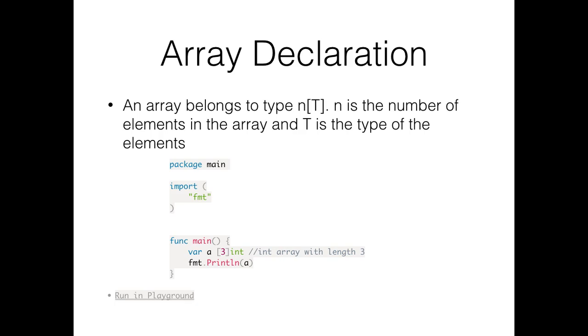Array declaration. An array belongs to type [n]T. n is the number of elements in the array, and T is the type of the elements. In this program, inside the main function, you have a variable array a of size 3 and type integer, and it is then printing that particular array. So let's have a look at this program in the playground.